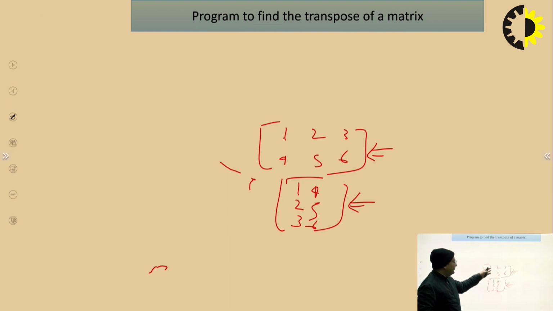Meaning the value which was there in 1 0, right? You have to bring it to 0 1, right? 1 0 needs to be brought into 0 1. So this is the logic.